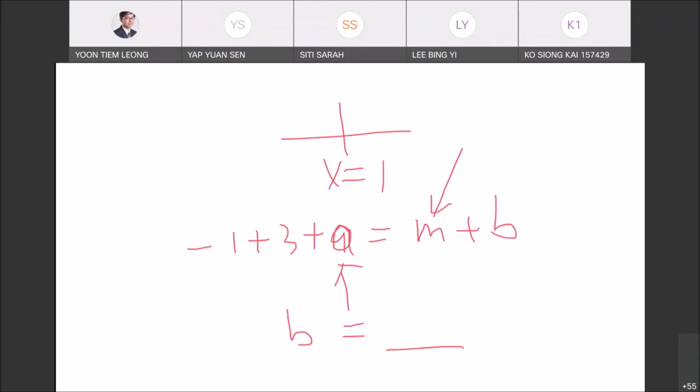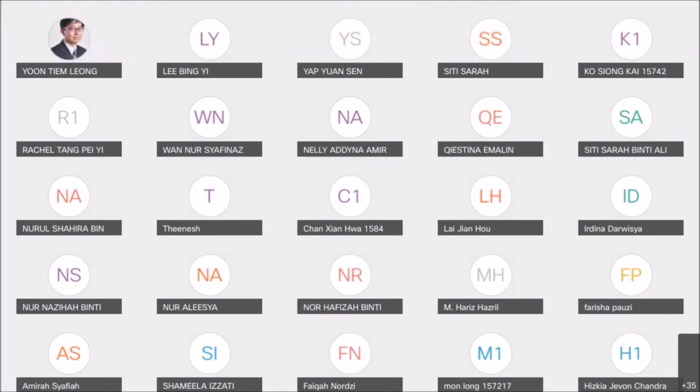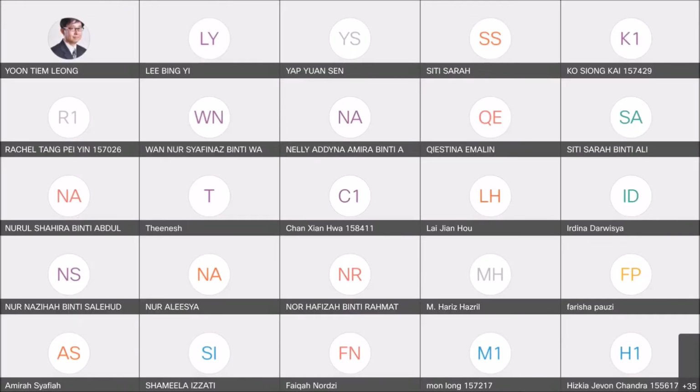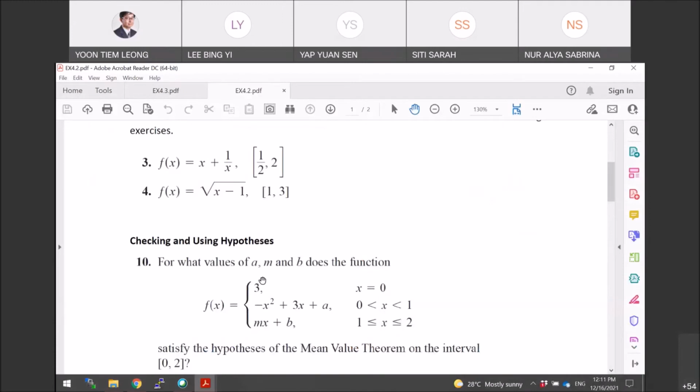So again, this is a question which is asking whether you understand the applications of the mean value theorem. That is, you have to know that for the mean value theorem, the function has to be differentiable. In particular, the function has to be differentiable at the point x equals 1. So that would allow you to write down one equation. Then you require the function to be equal to 3 at x equals 0. That allows you to write down another equation.